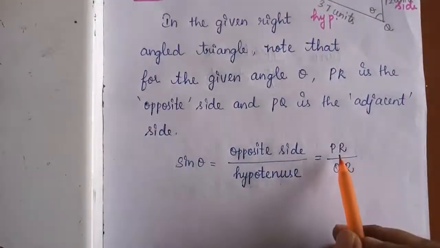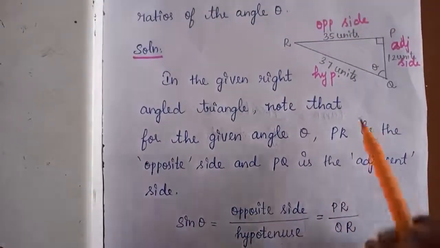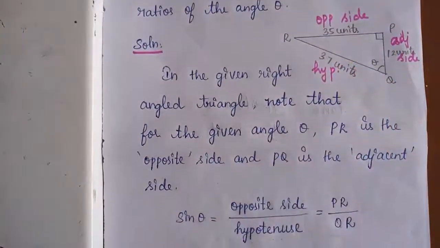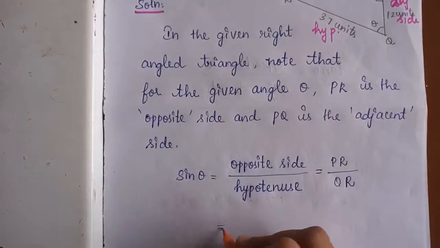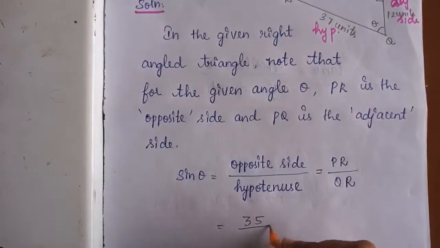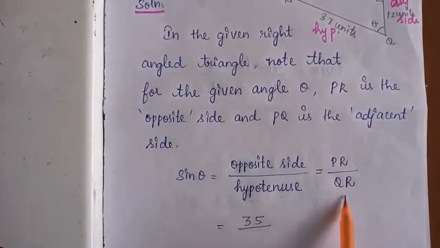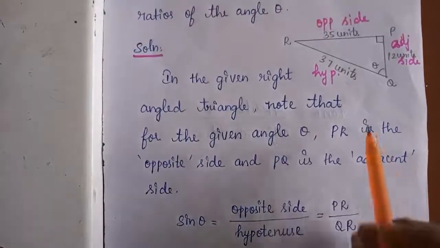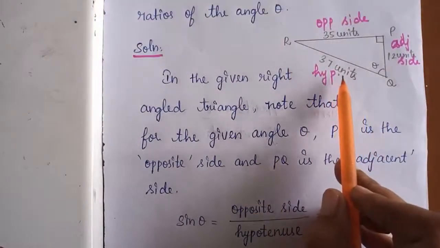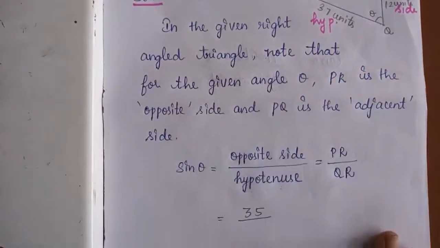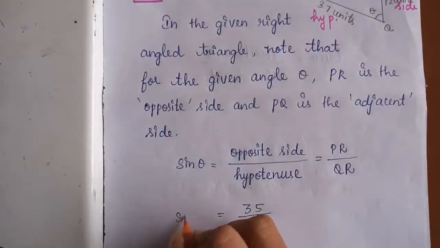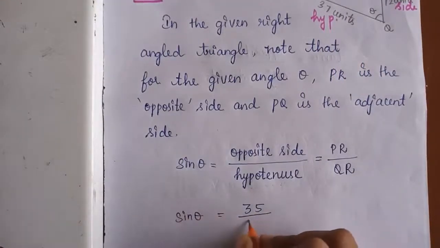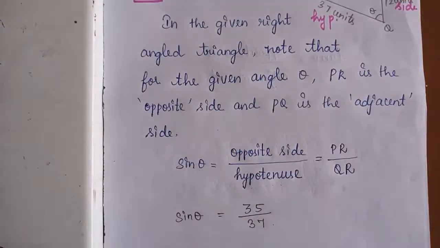So the value of PR is 35 units, and QR is your hypotenuse. The value of QR is 37. So sin theta is equal to 35 divided by 37.